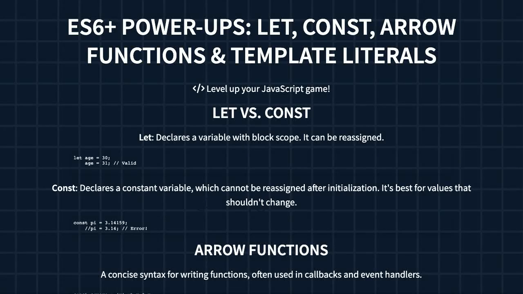Okay, let's talk about some super helpful JavaScript additions from ES6 onwards. First up are let and const. Think of let as a variable you can change later, while const is like declaring something that stays the same. Next, we have arrow functions. They are a shorter way to write functions, especially useful when working with callbacks or events. Finally, template literals let you easily combine text and variables within strings, making your code cleaner and easier to read. These are all fantastic tools for any front-end developer.